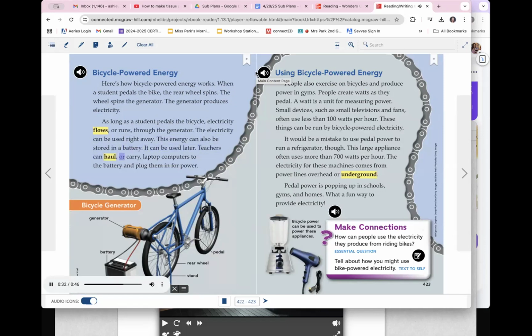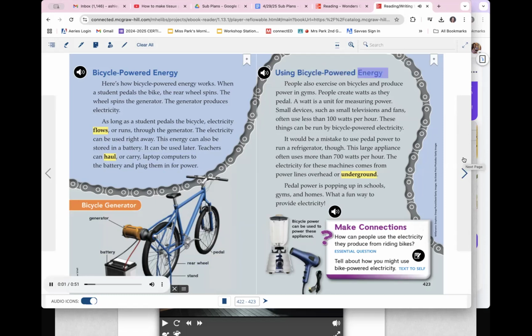Teachers can haul or carry laptop computers to the battery and plug them in for power. Bicycle generator, generator, battery, stand, rear wheel, pedal.